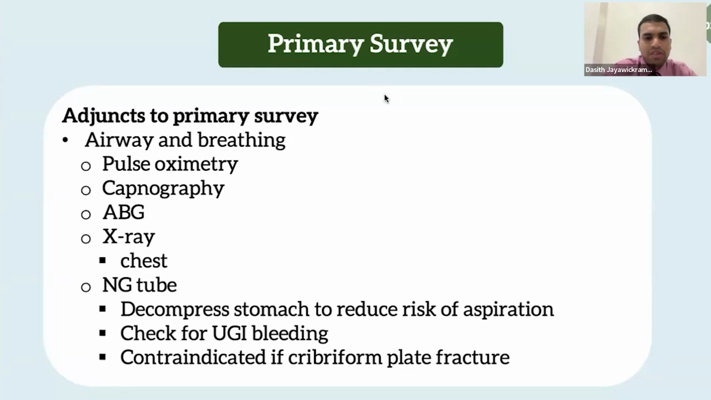Okay. And NG tubes to decompress the stomach to reduce the risk of aspiration, and we can aspirate and see whether there's an upper GI bleed, that is bleeding within the upper gastrointestinal tract. We can check for it. And an NG tube is contraindicated if there's a suspected cribriform plate fracture, because the NG tube can pass through into the cranial vault.